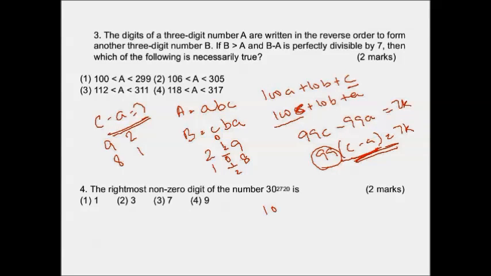The smallest possible number is 108 and the largest possible number is 299. So the range which covers both of these numbers is the second option. So my answer is option 2 for this.